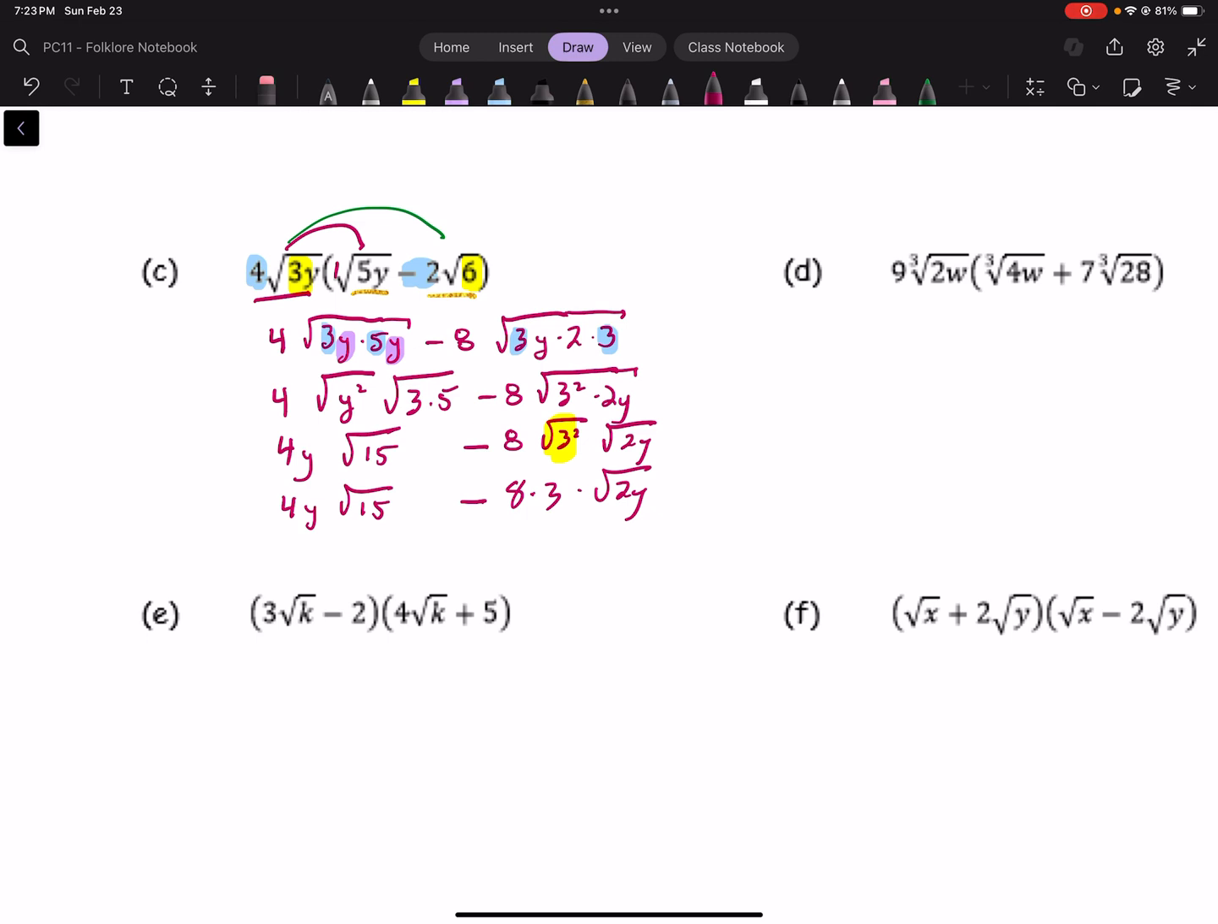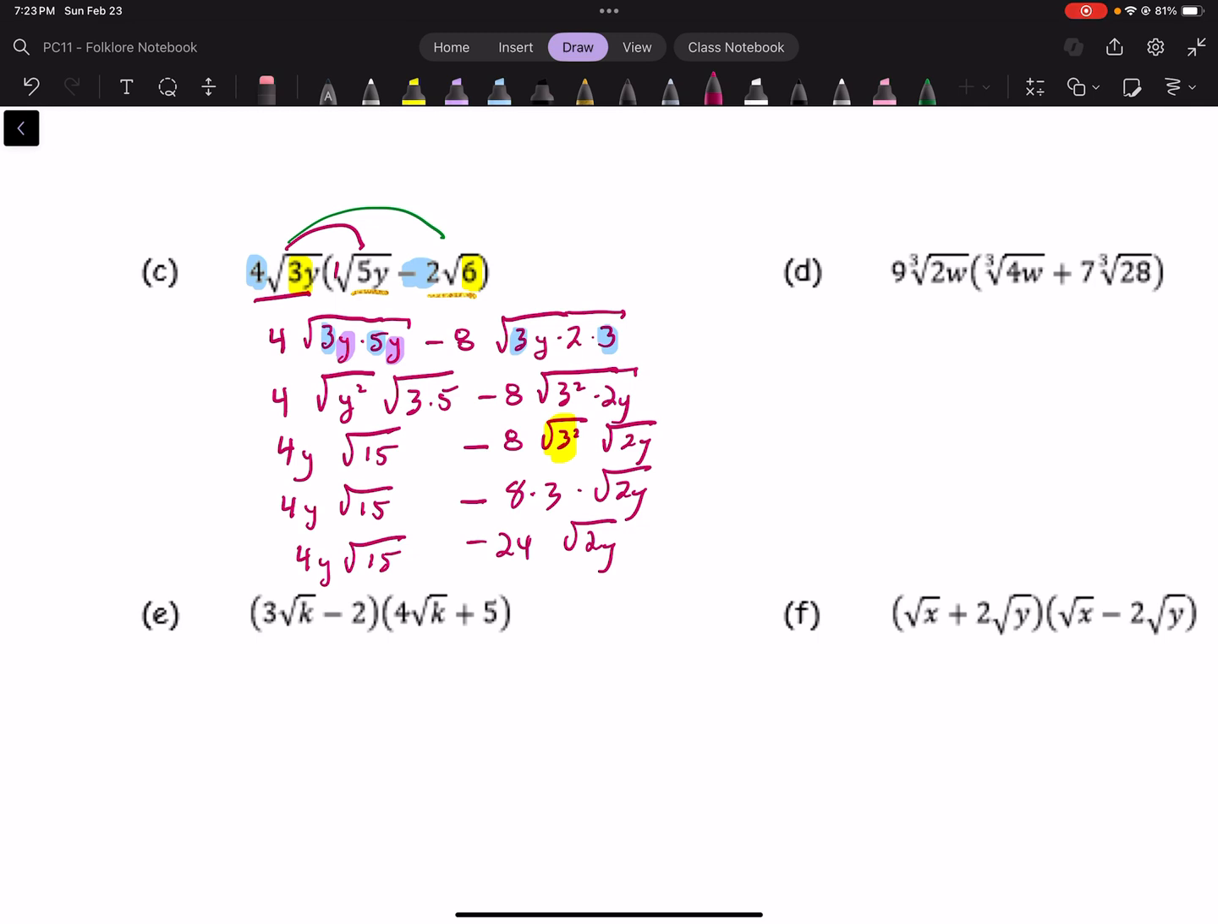So here we have it. We're almost there. This is quite a long adventure. So this is 4y root 15 minus 24, the root of 2y. That's it. Can I combine these radicals? No, because the radicands are in the simplest form and can't really factor them.